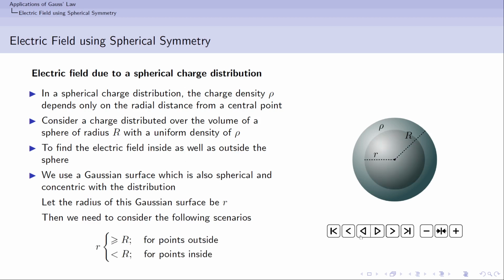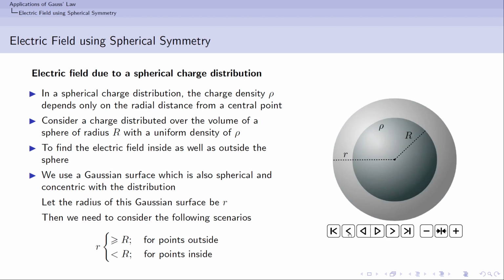Okay, so this is the original distribution, and this is the Gaussian surface that we imagine here. This Gaussian surface has a radius of small r. For points which lie outside, now remember, the Gaussian surface should include that point on its surface.